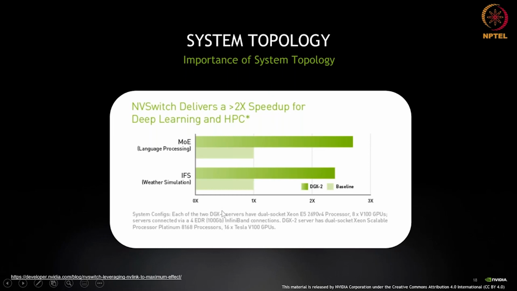This DGX1 basically has 8 GPUs. In the baseline version, you have two nodes, which is two DGXs connected to each other via an interconnect like InfiniBand. In this case, the InfiniBand type is also given. Versus I am having a node which has 16 GPUs. So instead of going across nodes, I am within the node, and within the node I am using a specialized switch which is called the NV switch.